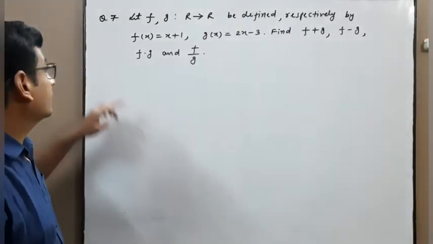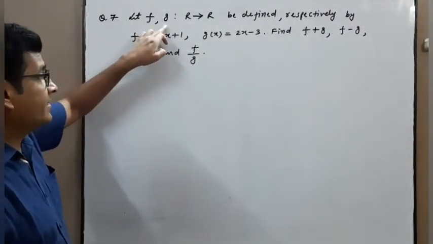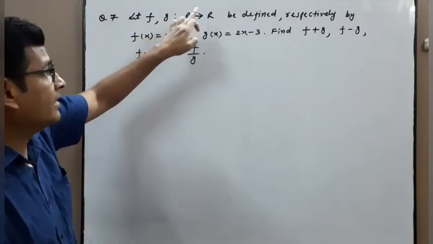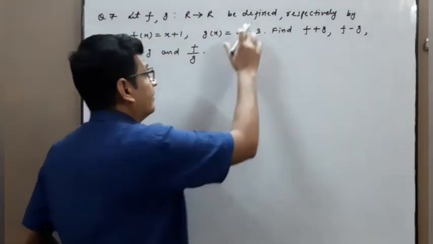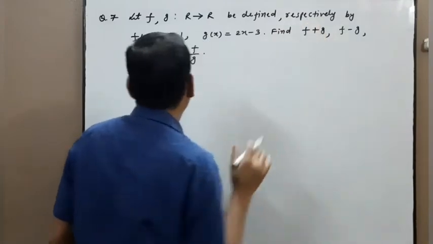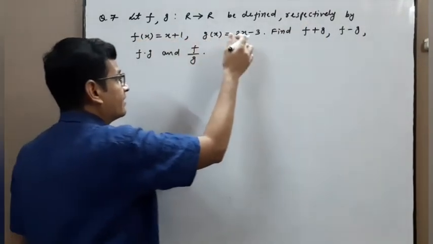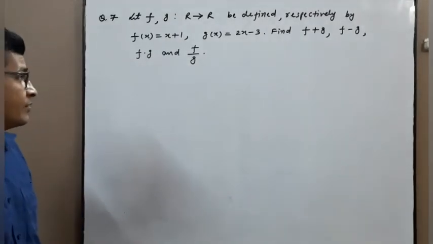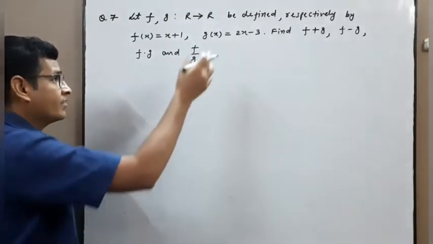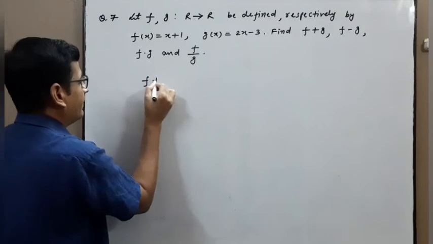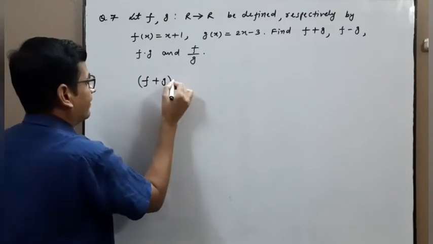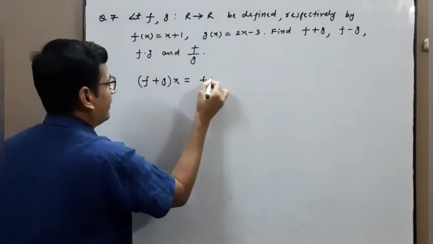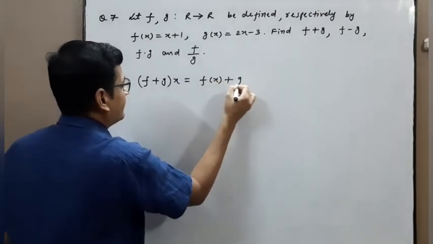Next problem. Let f and g be two functions from real number to real number, defined respectively by f(x) equal to this and g(x) equal to this. Find f plus g, f minus g, f into g and f upon g. F plus g means we have to find (f plus g)(x), and (f plus g)(x) equals f(x) plus g(x), algebra of functions.